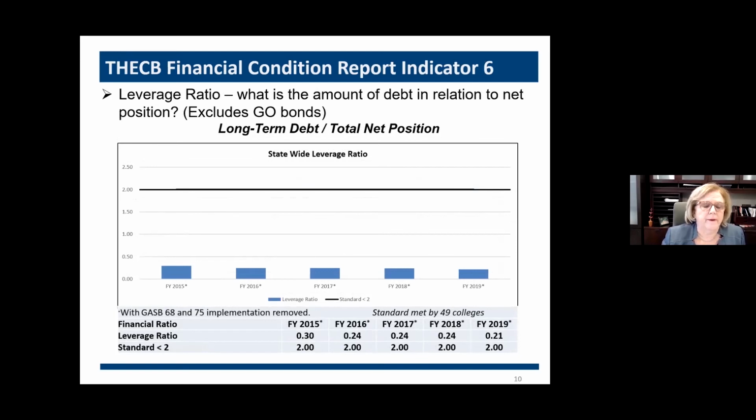This one has a max instead of a minimum score. And you can see that the standard statewide average has gone from 0.30 down to 0.21 over the last 5 years, which is a positive turn of events. And last year was met by 49 out of the 50 colleges.